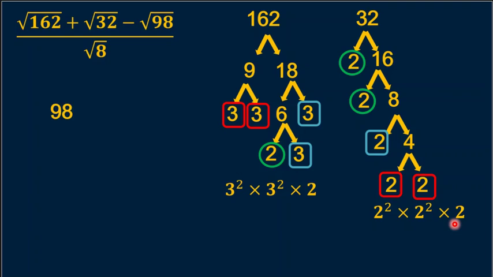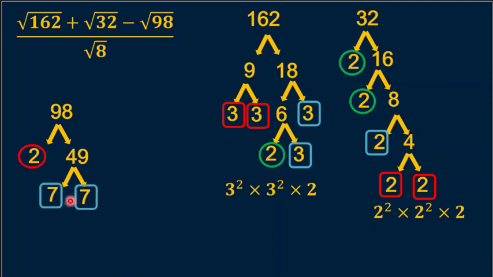Okay, 98 is 2 times 49. 49 is 7 times 7. We didn't go that far. We have our prime numbers already. Now we can represent this as 7 to the power 2 times 2. And that is all we have here.